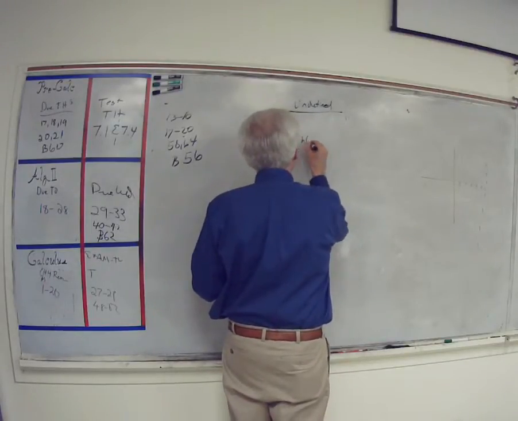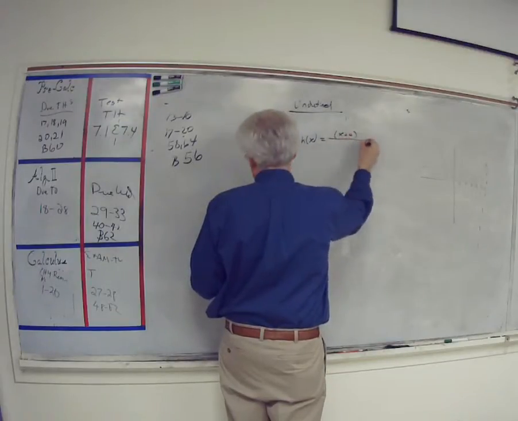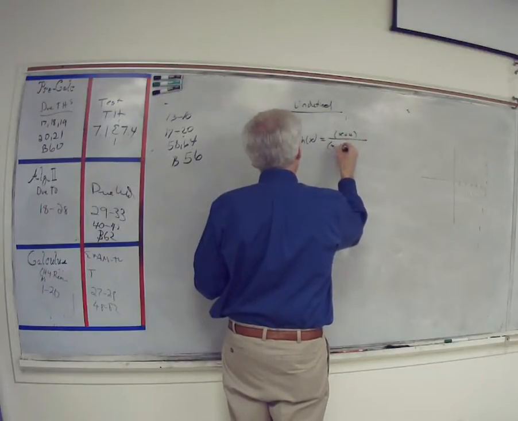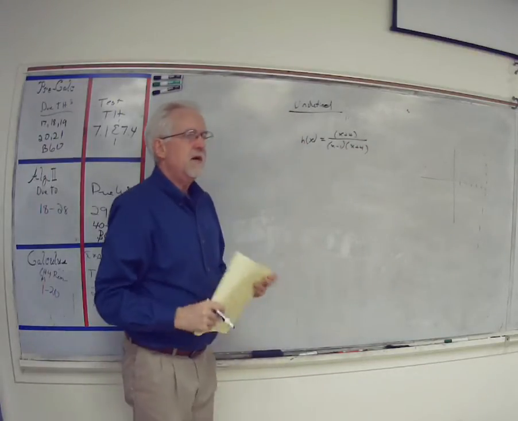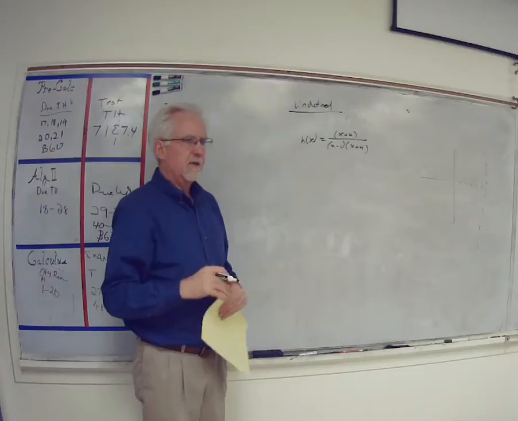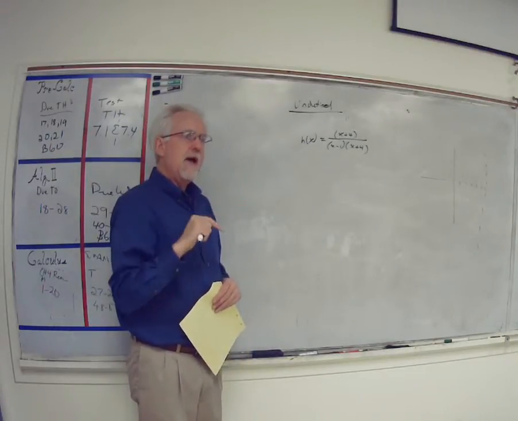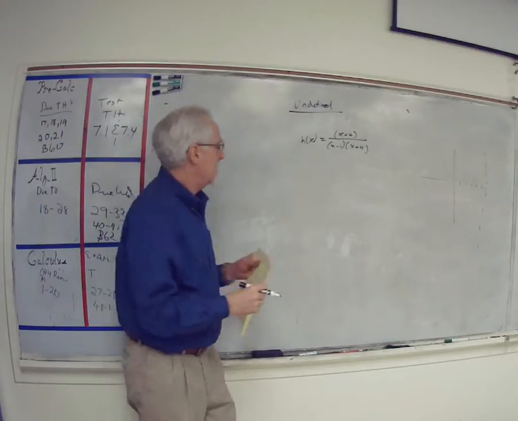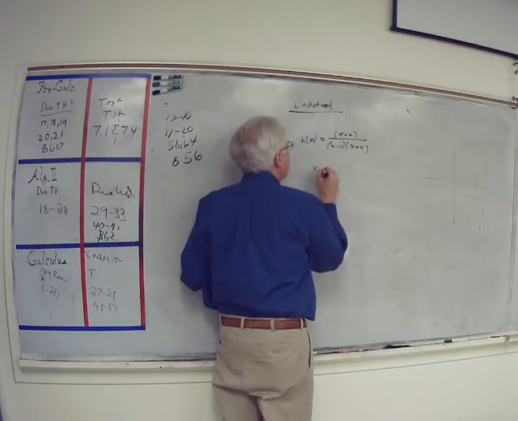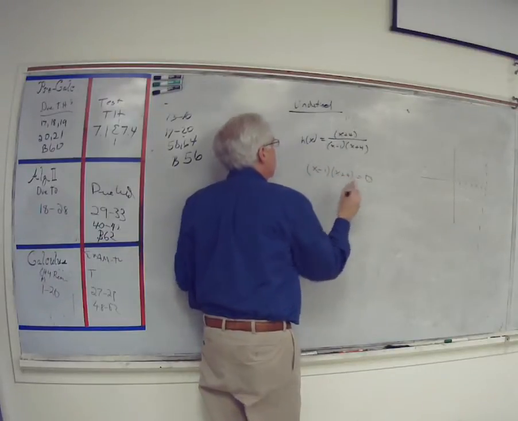Okay, now let's think of another one. What if I had h of x is equal to x plus 4 over x minus 1 times x plus 4? Okay, Kelsey, tell me how to find the vertical asymptote. Set the denominator to 0. Why am I happy? Because she told me how to do it, and that is always true. So you're going to say x minus 1 times x plus 4 equals 0.